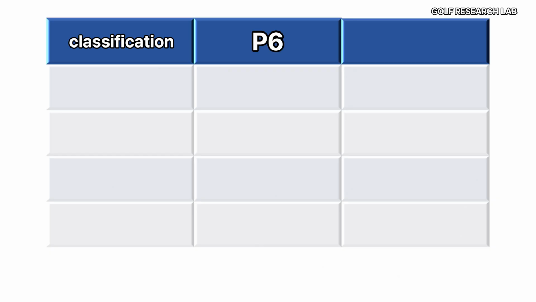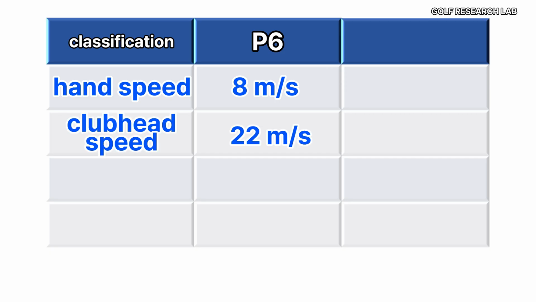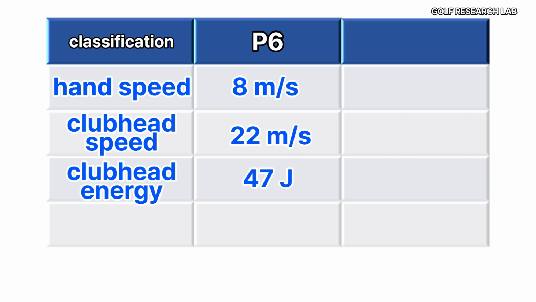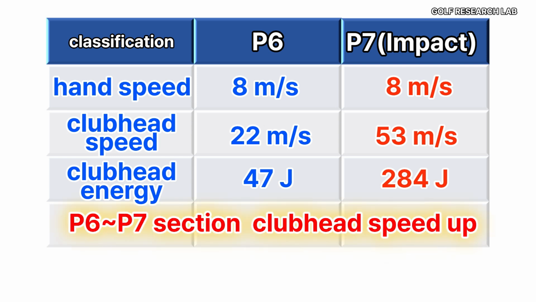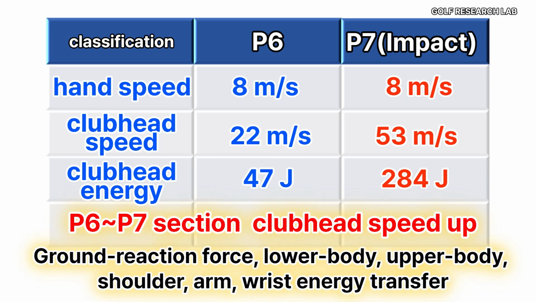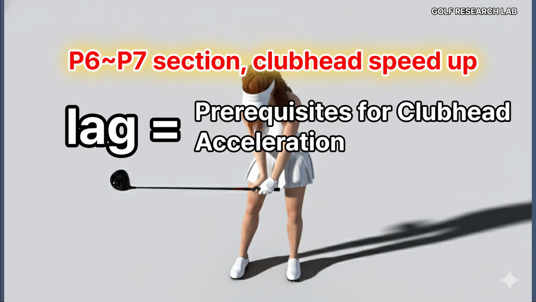Summary. At P6, hand speed 8 meters per second. Clubhead speed 22 meters per second. Clubhead kinetic energy 47 joules. At P7, hand speed 8 meters per second. Clubhead speed 53 meters per second. Clubhead kinetic energy 284 joules. Most of the clubhead speed increase happens between P6 and P7. This does not happen automatically. It requires transferring ground reaction force, lower body rotation, upper body rotation, shoulder energy, arm energy, wrist torque into the clubhead. Conclusion. Lag is essential.